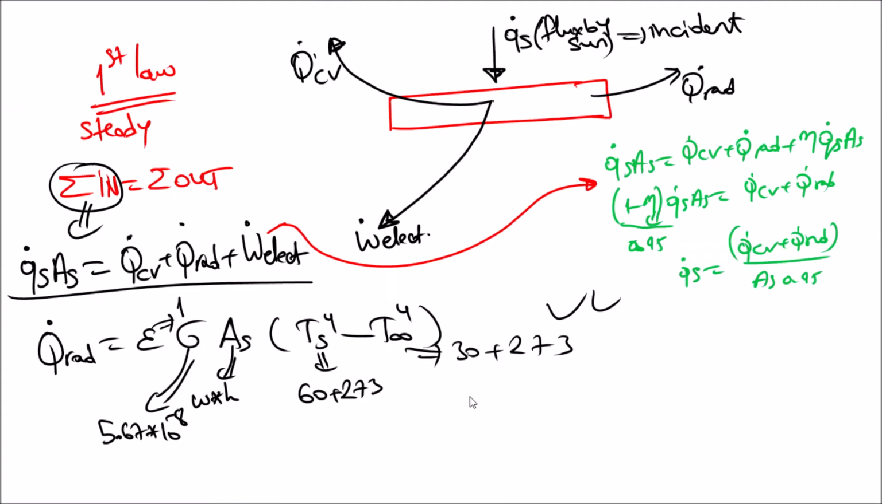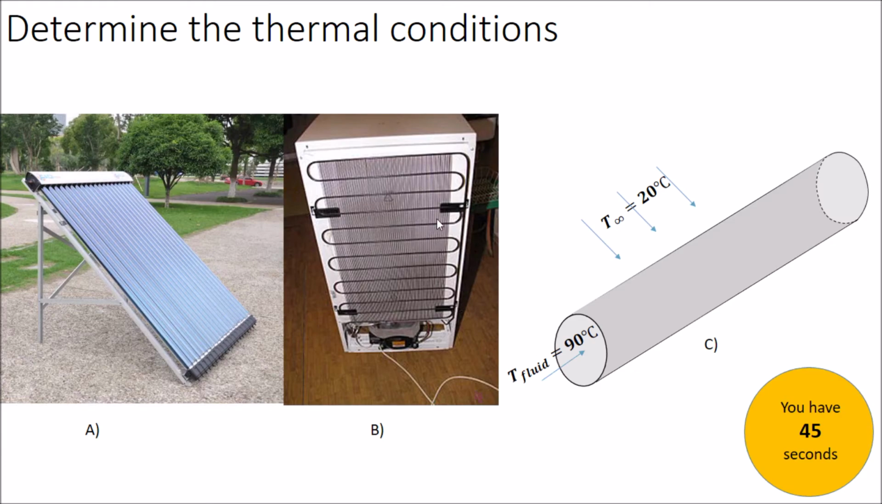For internal forced convection we have said that there are two cases. One is constant heat flux, and the other one is constant Ts. Here we have one example, which is the solar collector. This solar collector is a case for constant heat flux.